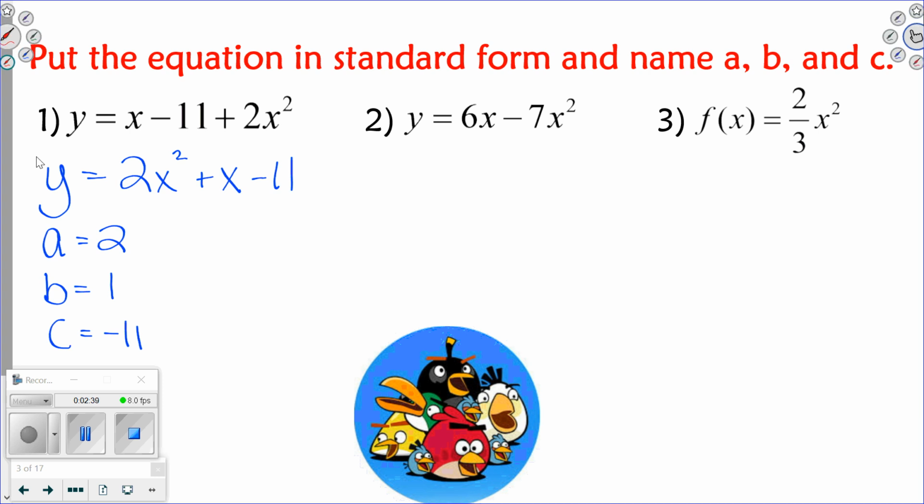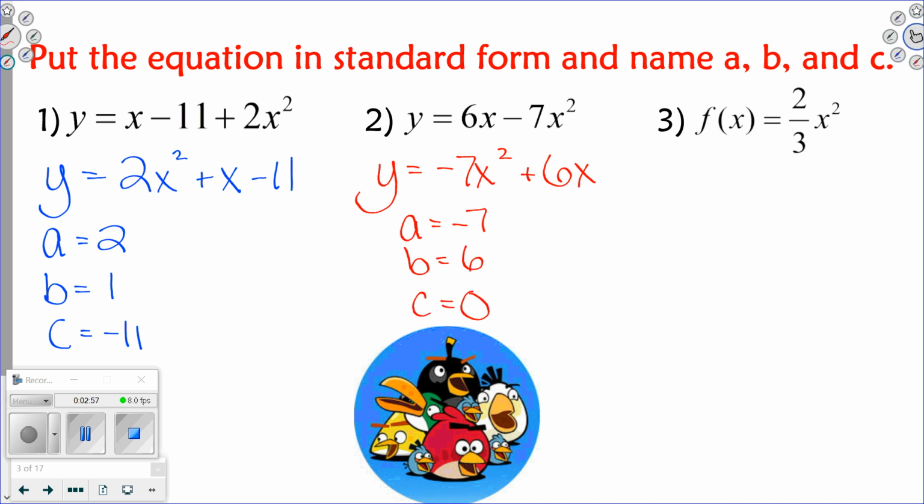All right, number 2. What order should that one be written in? Good. So what's your A? B? And your C? 0. Good. If there's nothing there, it's just a 0.